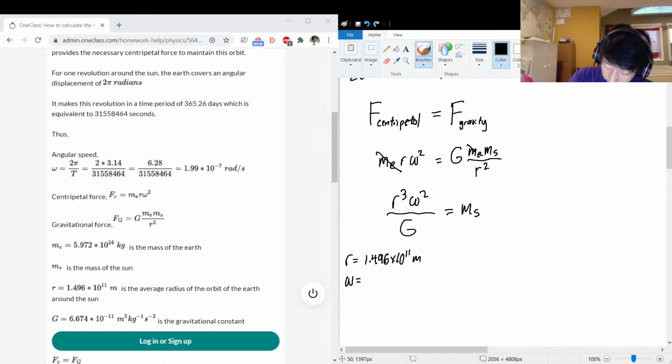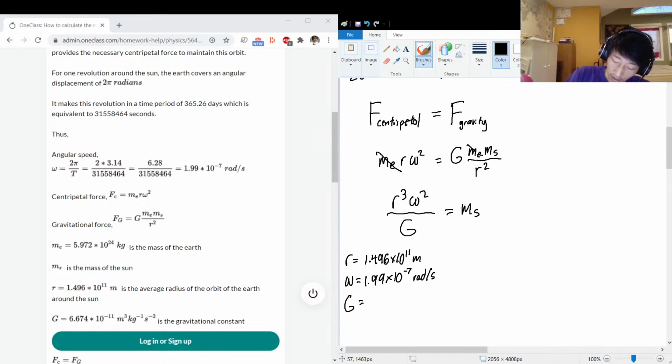Omega is equal to 1.99 times 10 to the negative 7 radians per second. And that makes sense because that's a very small number, closer to 0 than anything else. Your angle doesn't change that much with every passing second, so it seems reasonable.